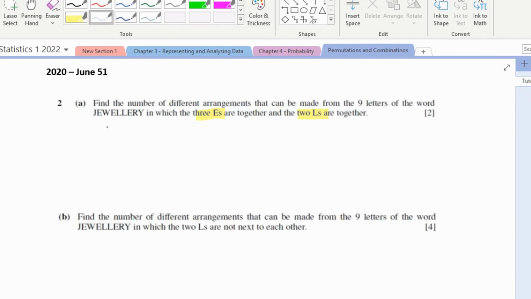So we could make it like this. We could go E, E, E, and we'll treat that as one item. And then we'll put the 2 L's together, L, L, treat that as one item. And then the only other letters we've got is J, W, R, and Y. Okay, so how many items have we got all together if we're treating the E's and the L's as one item? What do you reckon? So the ways we can arrange it? 6 factorial, so 720. Okie dokie.